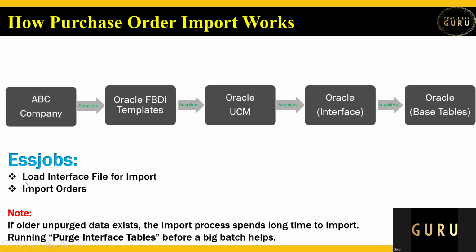So what are the programs we need for the complete life cycle? One, load interface file for import, and two, import orders. This is only for purchase orders. This flow is similar to the supplier conversion. If you have not watched the video, please go and watch the previous video which I posted last week: supplier conversions.